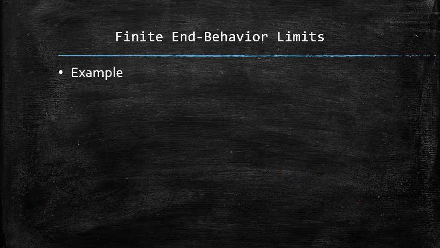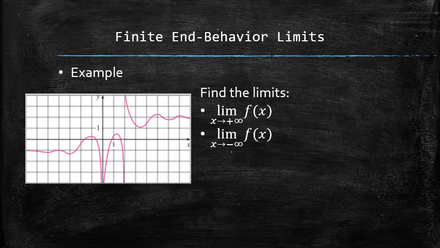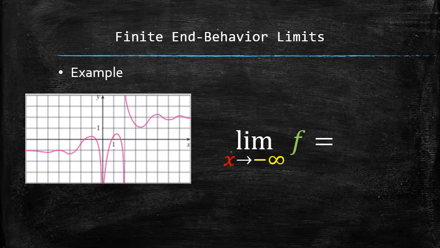Let's do an example. Consider a function defined by the following graph, and let's find the following limits. In other words, let's describe the asymptotic end behavior of the graph. To find this finite end behavior limit, we need to determine the equation of the horizontal asymptote on the left, as x approaches negative infinity.